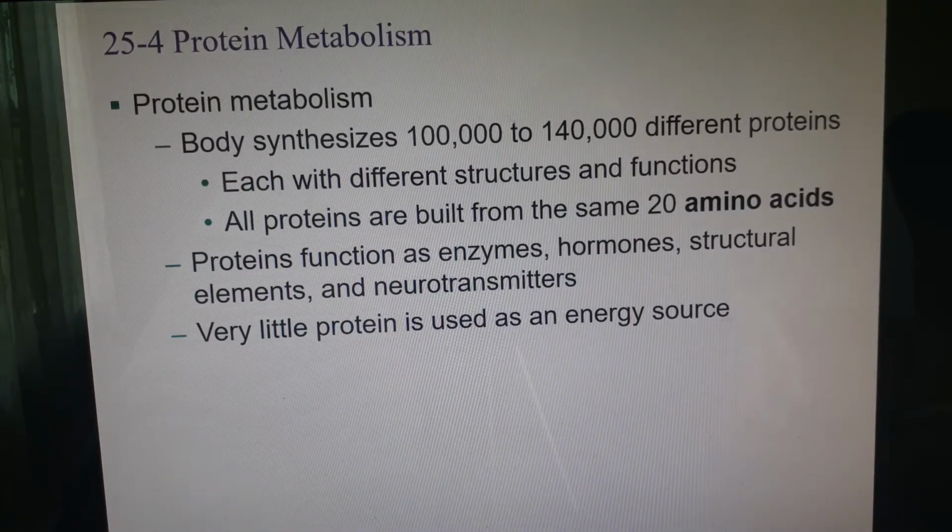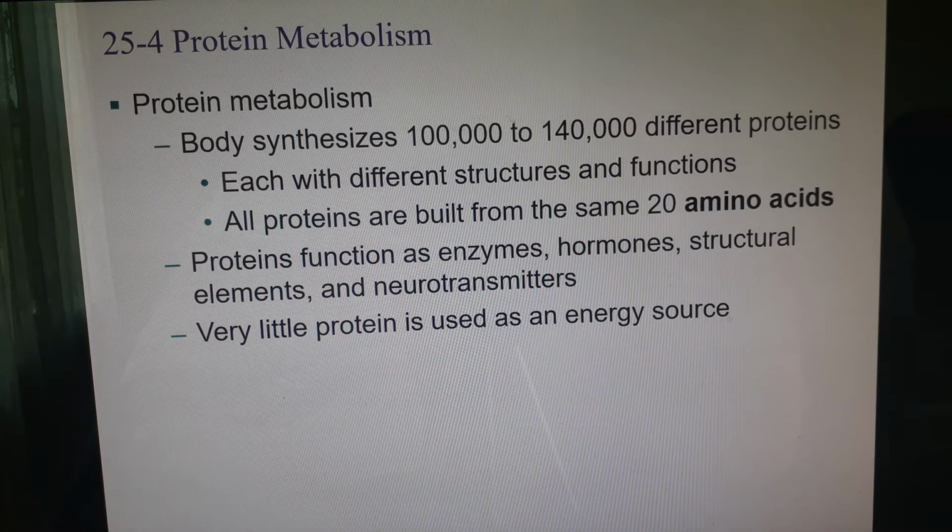What about proteins? Can we use proteins as an energy source? Well, we can. However, this is the least attractive source of carbon chains. Your body uses proteins for enzymes and for structures. You actually make up to 140,000 different proteins made from the same 20 amino acids.